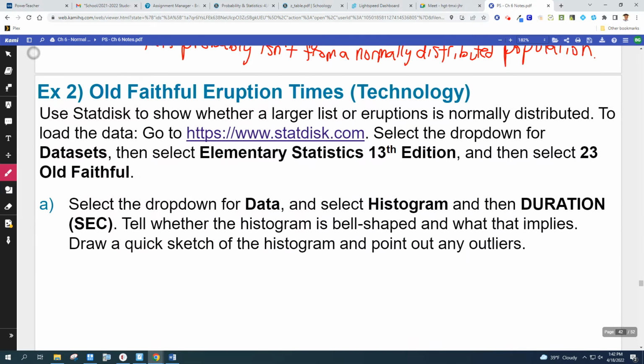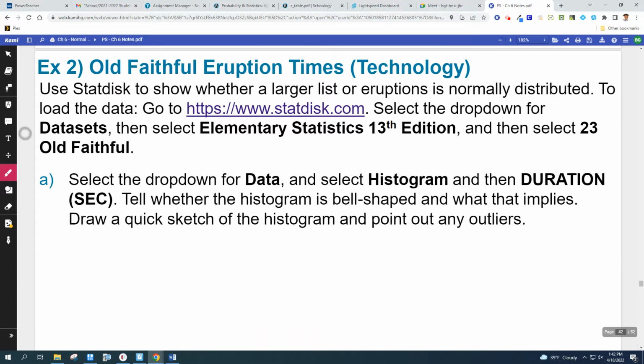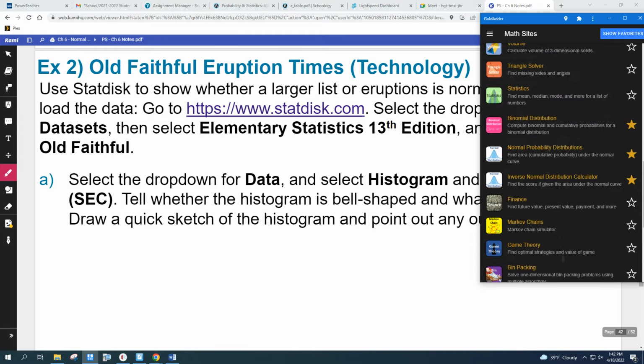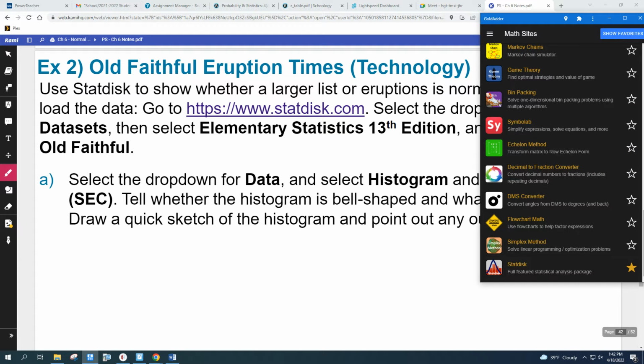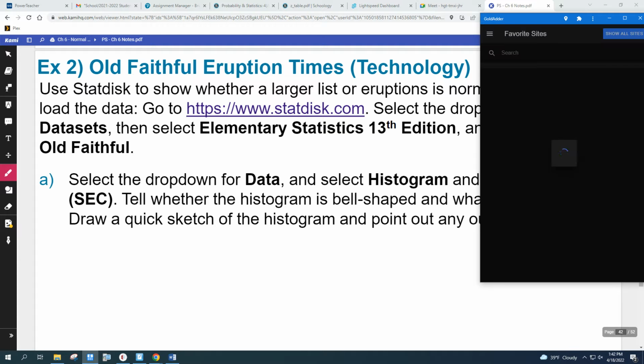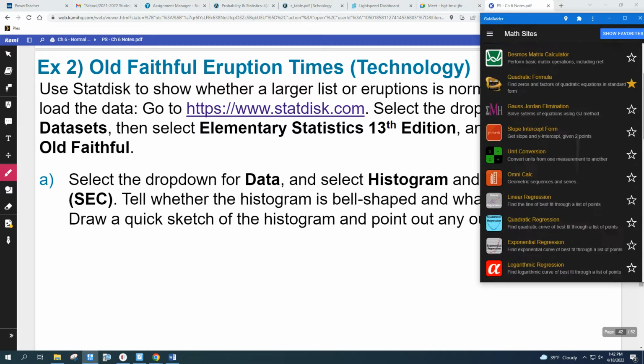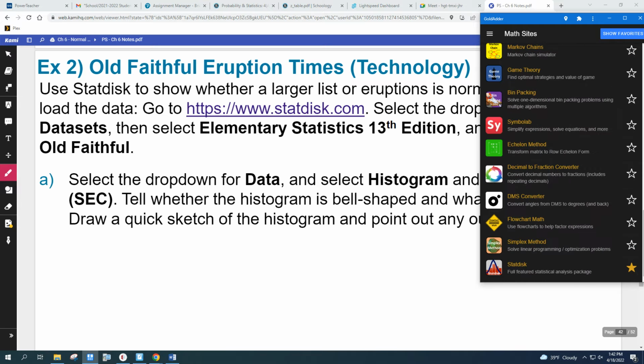Now we're going to do something similar, but we're going to use technology. All right. So we want to go to this website, statdisk.com. If you're on Goldadder, scroll all the way down to the bottom. Or if you want to set your favorites, I've got mine set as one of my favorites. Uh-oh, internet might be down. Anyway, find the one that says Statdisk. That's where you want to go.